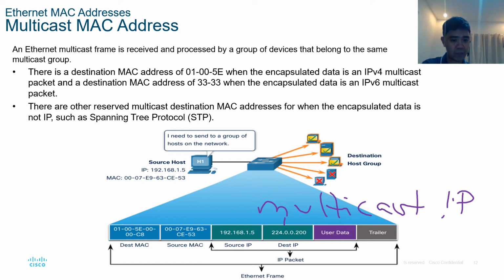MAC if the OUI, the first 6 hexadecimal digits, is 01005E. In broadcast MAC, it's always all F. If you notice, like in the previous slide, it's all F. 12 F hexadecimal digits, that's for the broadcast MAC. Multicast MAC is 01005E, first, the OUI.